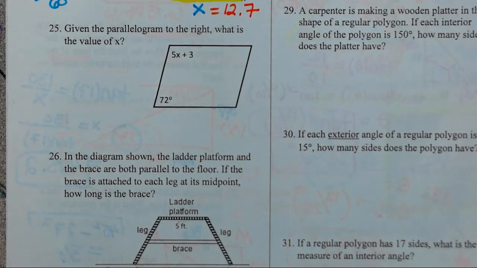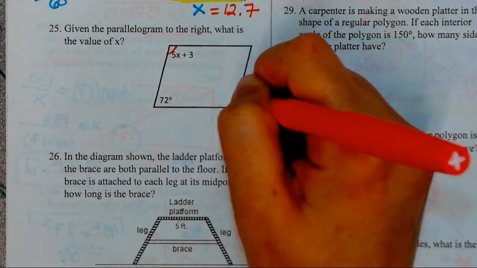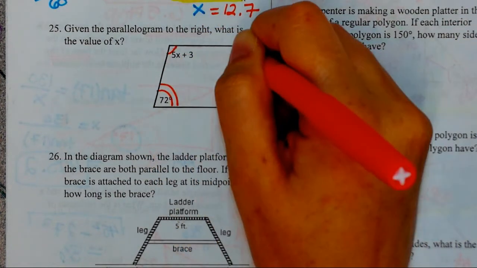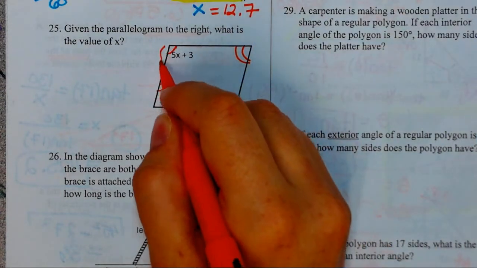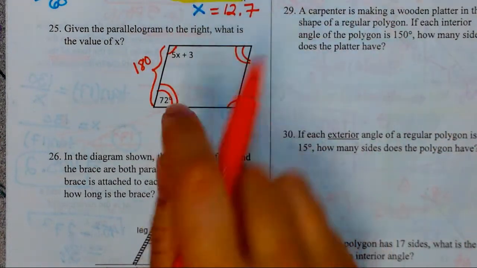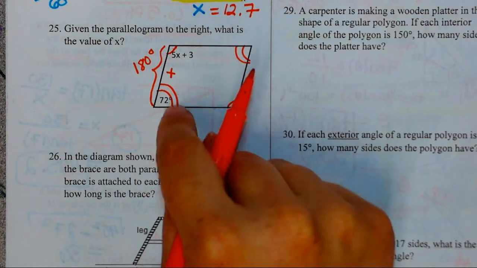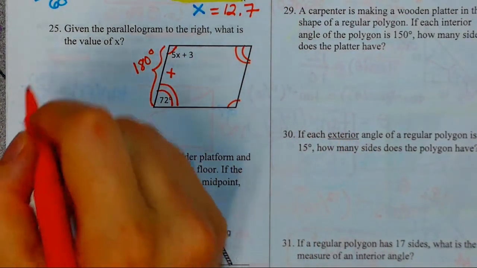Next, given the parallelogram to the right, what is the value of x? So what we know about parallelograms is that their opposite angles are congruent, so these two would be congruent. Their consecutive angles are supplementary. Now I'm not saying this is the side that's 180. I'm saying that this angle plus this angle equals 180.